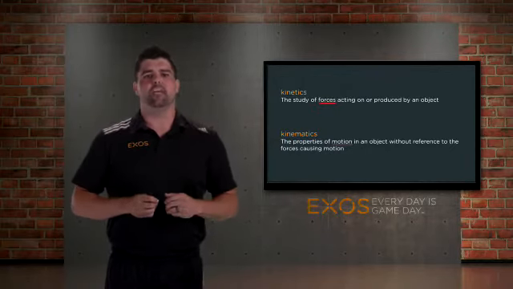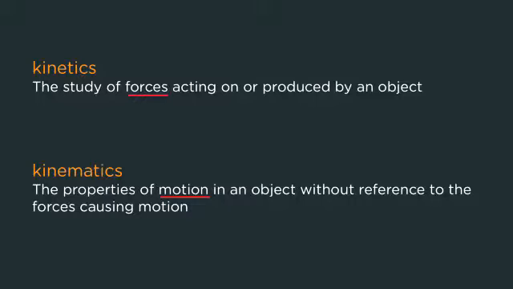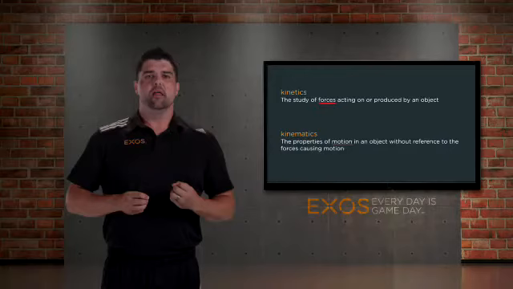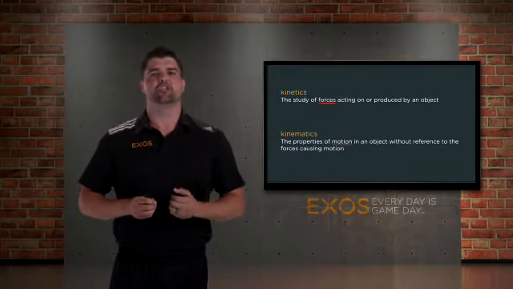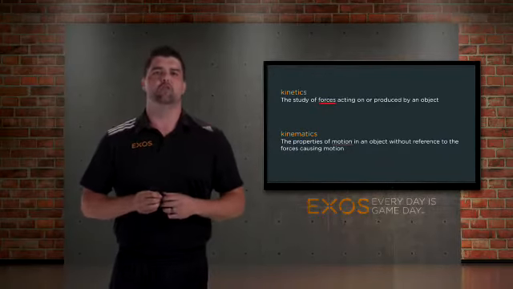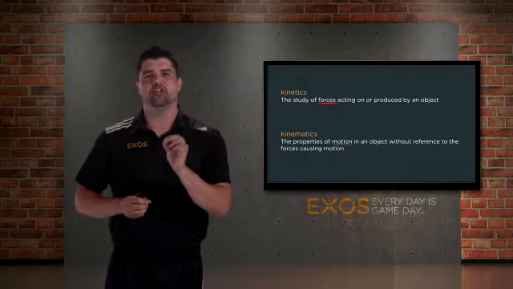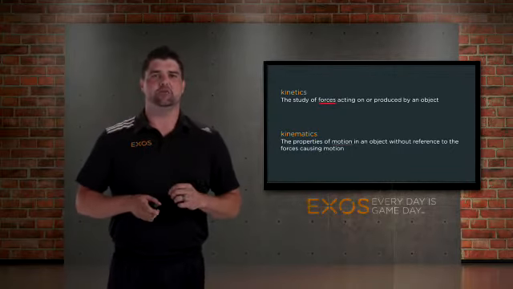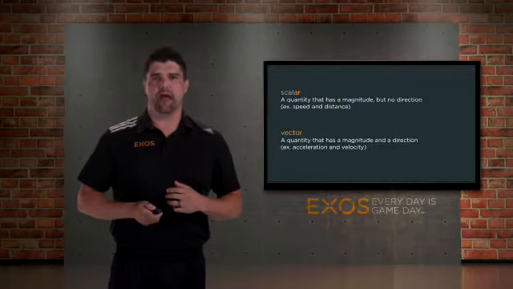From there, then, we want to think about kinematics. It's the properties of motion in an object without reference to the forces causing that motion. Therefore, kinematics very much so speaks to the qualitative nature of movement skills. And does the motion map to how the force actually needs to be generated, in this case, in the ground?